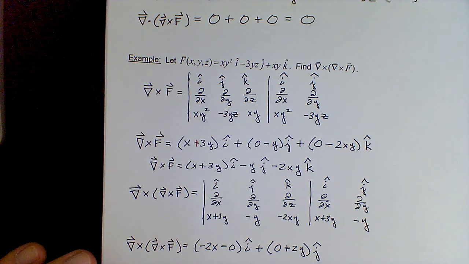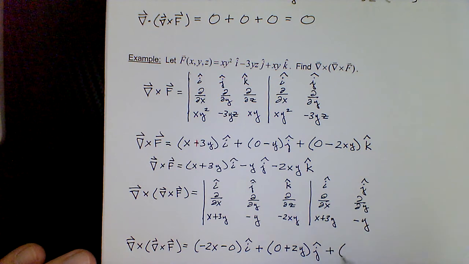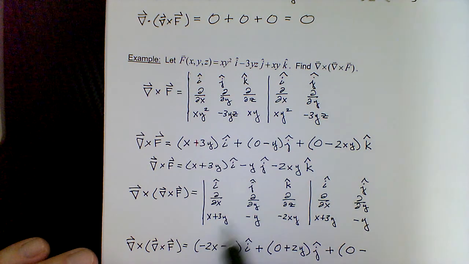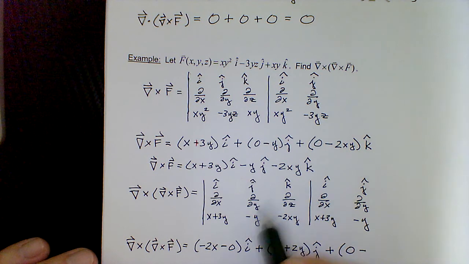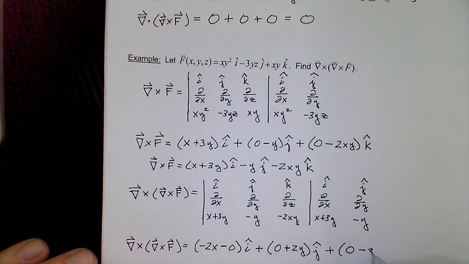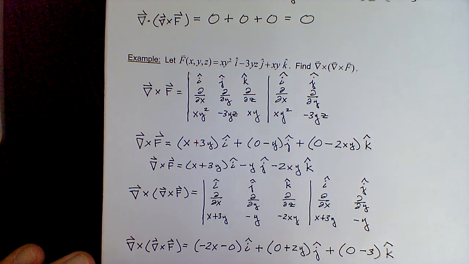And then finally for the k's, positive k is the partial with respect to x of negative y, y is a constant, so that's 0, and then minus, here's the negative k diagonal, partial with respect to y of x plus 3y. x is a constant, so its derivative is 0, and derivative of 3y is just simply 3. And that times k. Alright, so now we've got it.